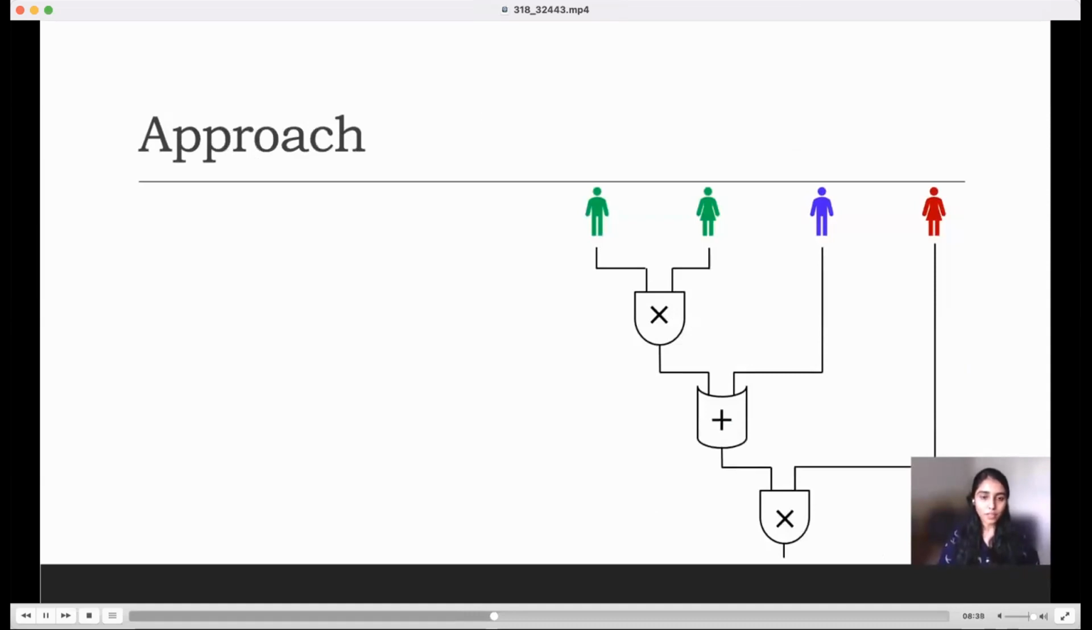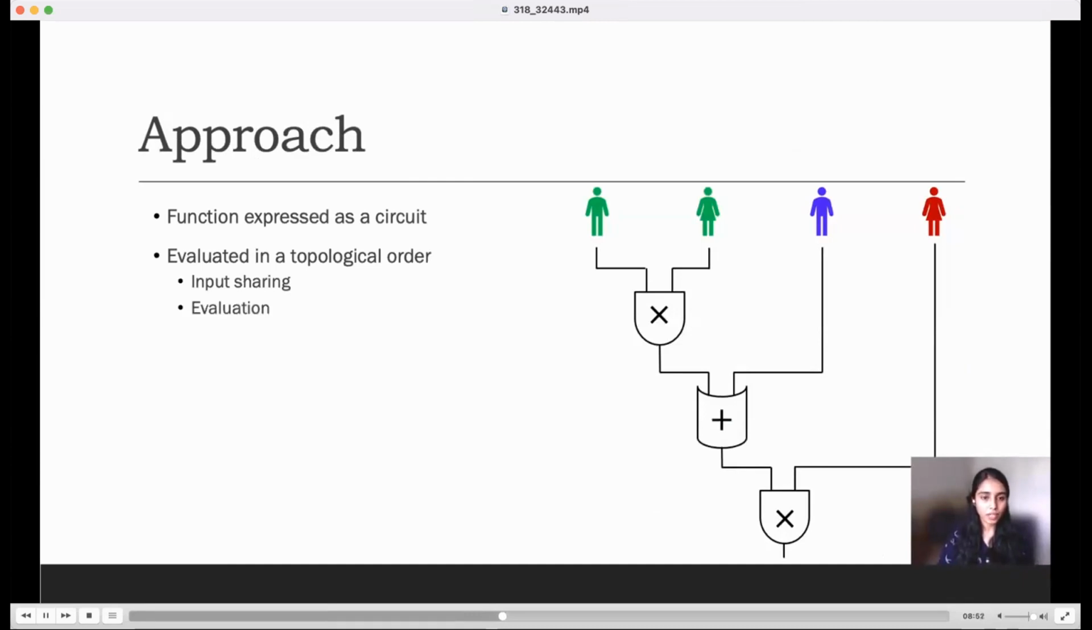Moving on to the approach that we take in our case. We view the function as a circuit, which is evaluated in a topological order. At a very high level, this evaluation occurs in 3 phases: input sharing, the actual evaluation of the addition and multiplication gates, and output reconstruction. For the sake of this talk, I will be focusing on only the evaluation phase, wherein addition happens locally, so we'll be focusing more on the multiplication.